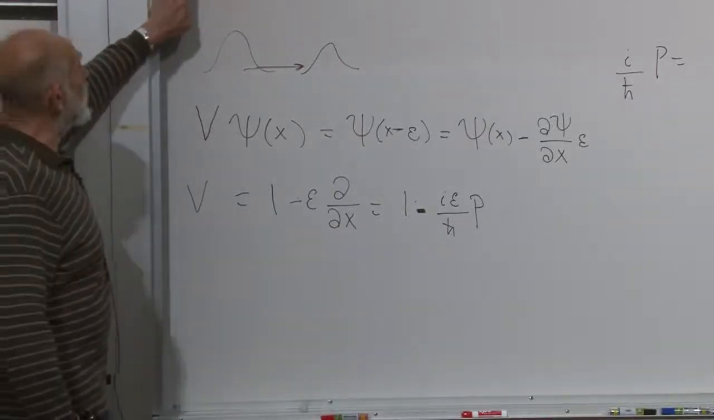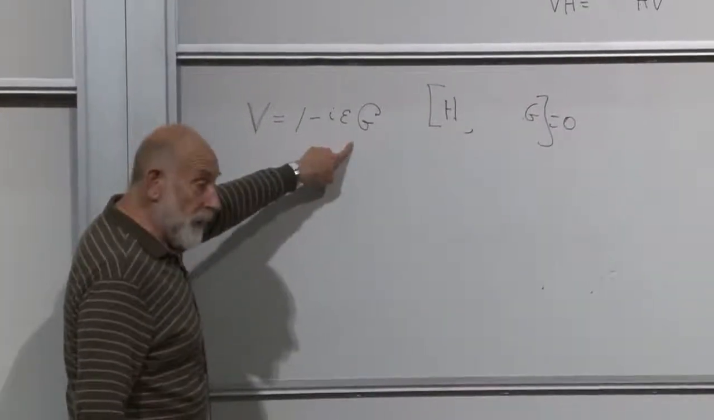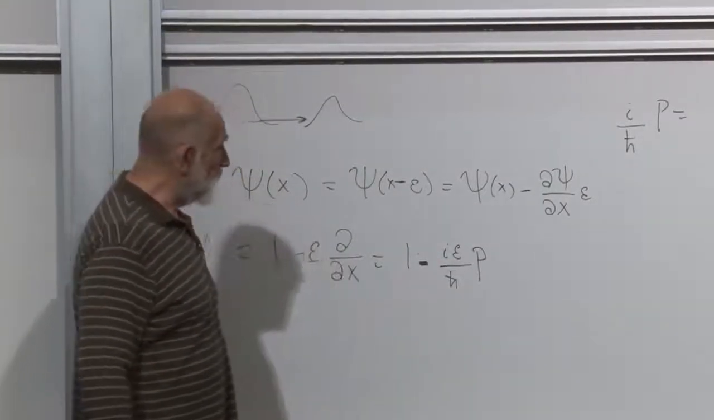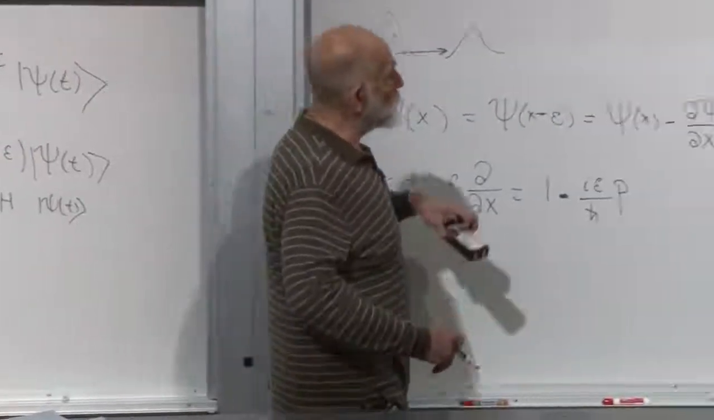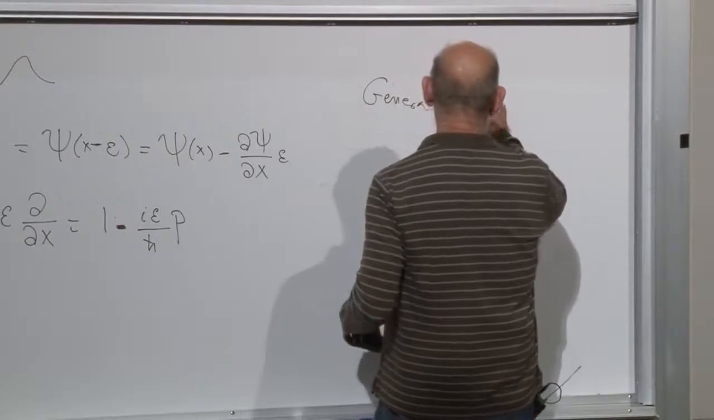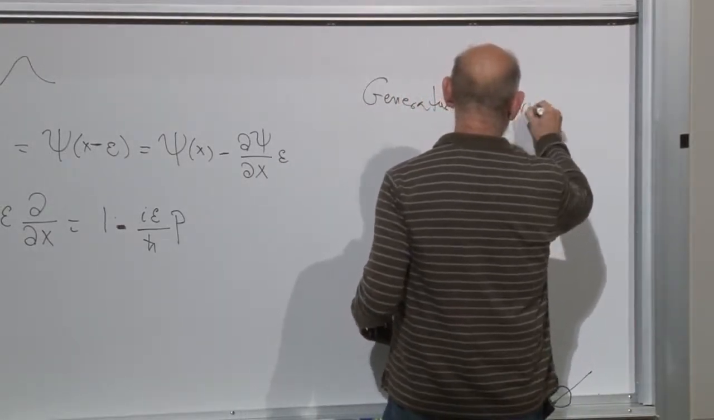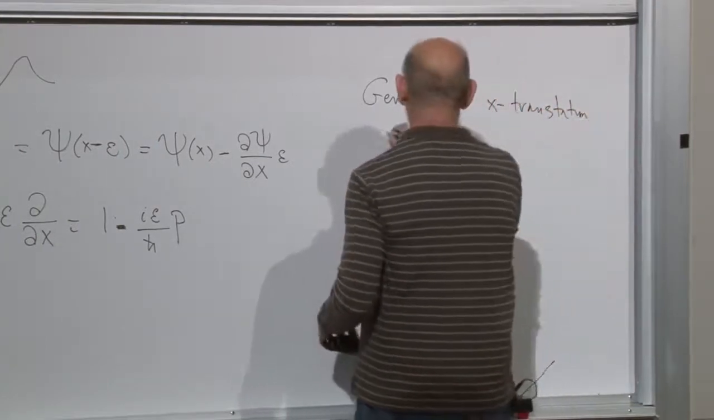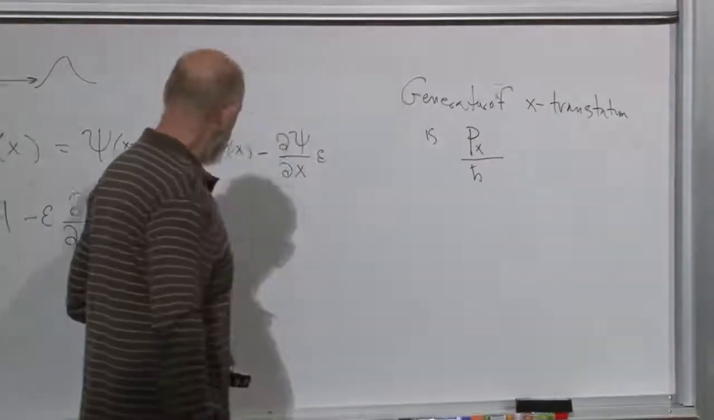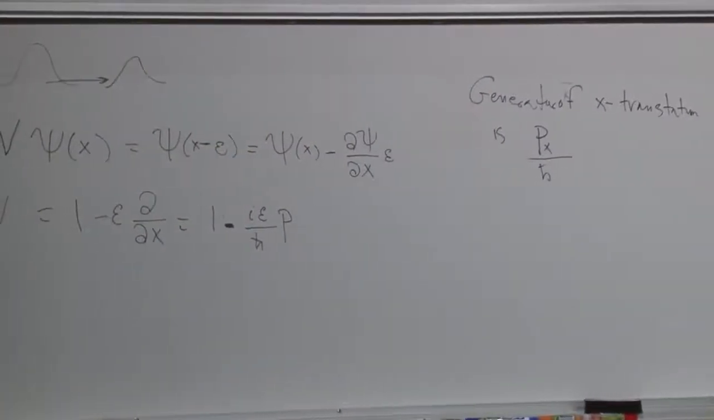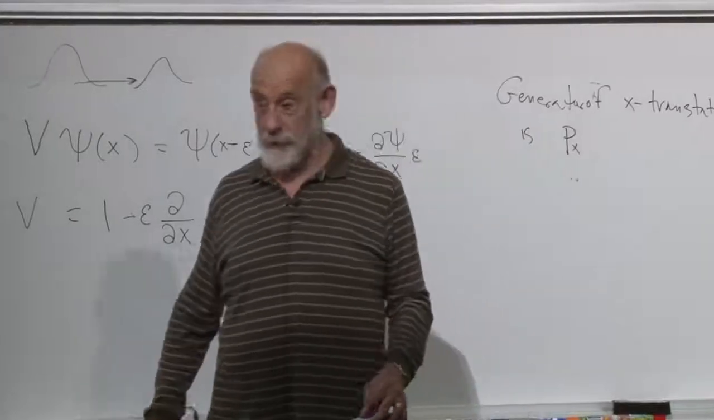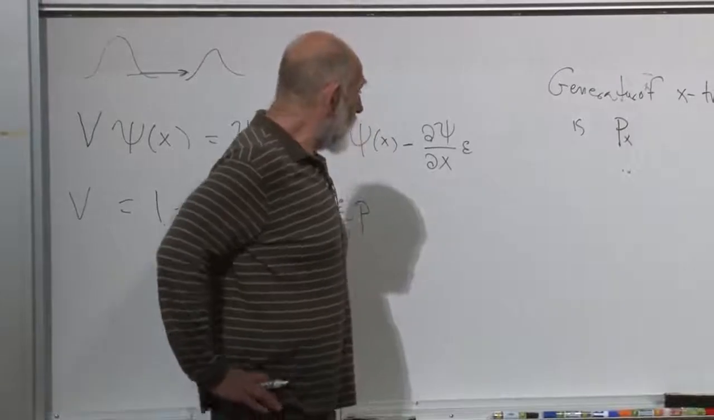Okay, so it identifies for us what the symmetry generator G is for translations. And what is it? It's the momentum divided by Planck's constant. We can write that the generator of x translation is P sub x, strictly speaking, divided by Planck's constant. We can drop the Planck's constant. I will drop the Planck's constant. And as a matter of fact, the official definition really doesn't have the Planck's constant in it. But there's an example.